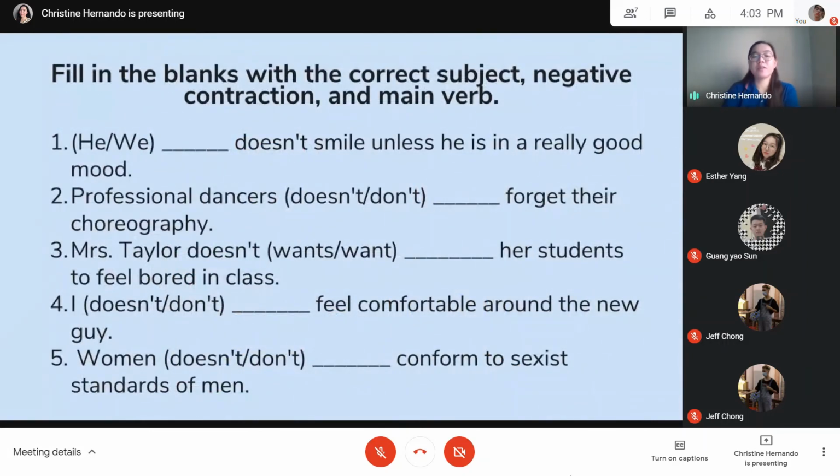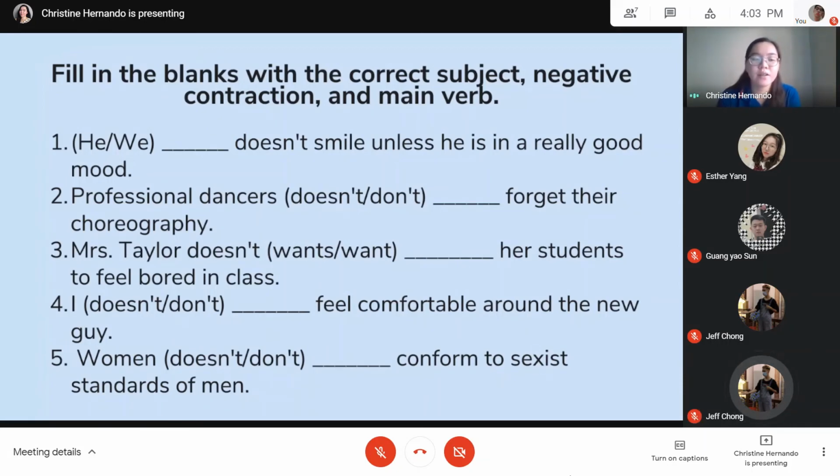Again, another set of mini tasks. Fill in the blanks with the correct subject, negative contraction, and main verb. We have here two options that are enclosed in the parentheses. What you're going to do is choose between the two words to make the sentence grammatically correct. Is that clear, class?